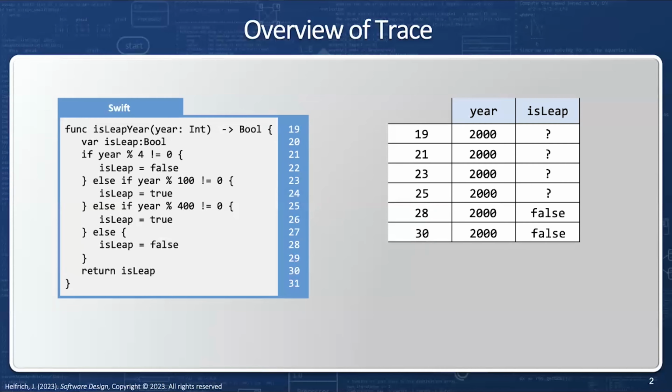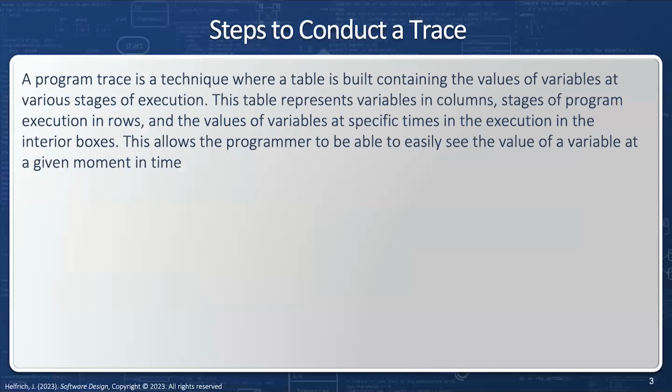Now notice the trace table does not contain every line of code in the function, just the lines of code we execute. And we can also see the history of the program by tracing it back. So I can see, for an example, at line number 23, the value of year was 2000 and is leap was not yet defined. So a program trace is a technique where the table is built containing the values of variables at various stages of execution. This table represents the variables in columns, stages of the program in rows, and the values of the variables at specific times in execution in the interior boxes. This allows a programmer to easily see the values of the variable at a given time.